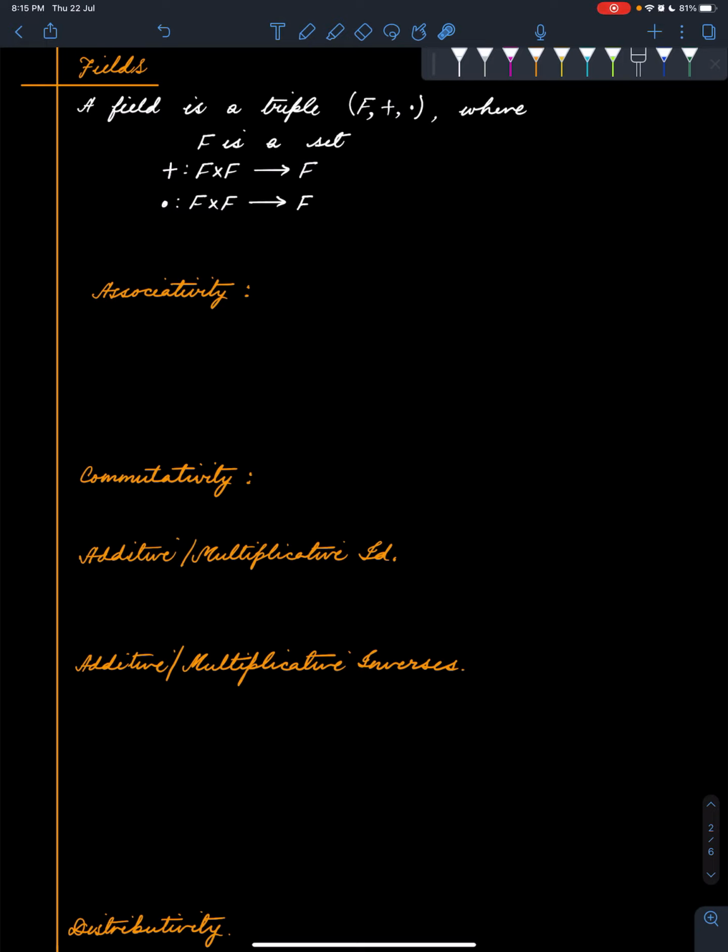And we somewhat confusingly, if you're seeing it for the first time, somewhat confusingly use the same symbol. So do not confuse this with the plus of natural numbers. So this plus we also call addition. This function is called the addition function, and this is called the multiplication of the field.